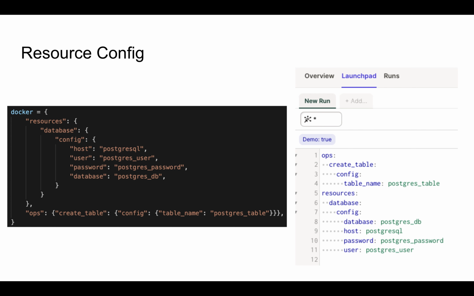So here, like I was just saying, is how we configure our resource, and it's very similar to how we configure our op. In our BMI op, we were configuring the op values for height and weight. In this case, we're configuring the op value that requires a table name to a table called Postgres table, but we're also configuring our resource to connect to our Postgres Docker instance.